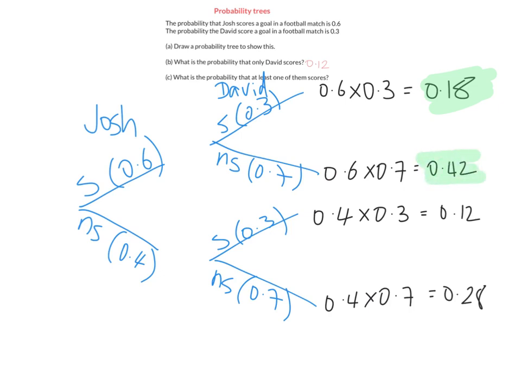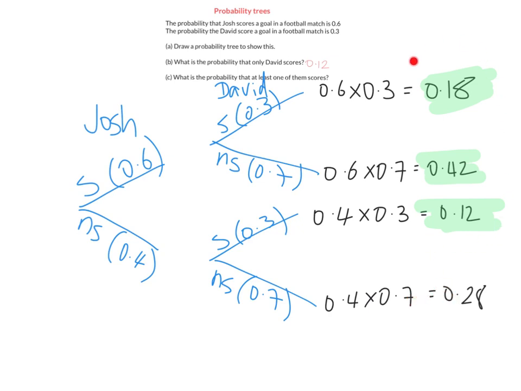And then also, Josh could have missed and David could have scored. So that would also have been at least one of them scoring. Alright. If they both miss, which is obviously the last one, so not score, that's not at least one of them scoring, so that's no use to us.